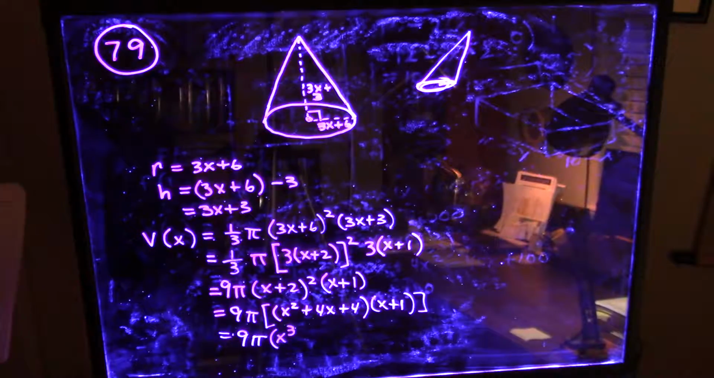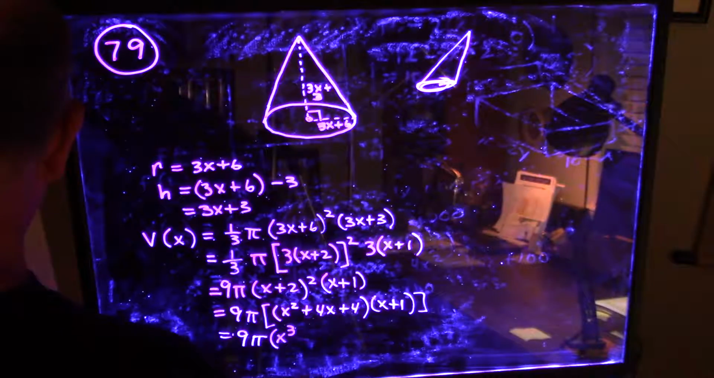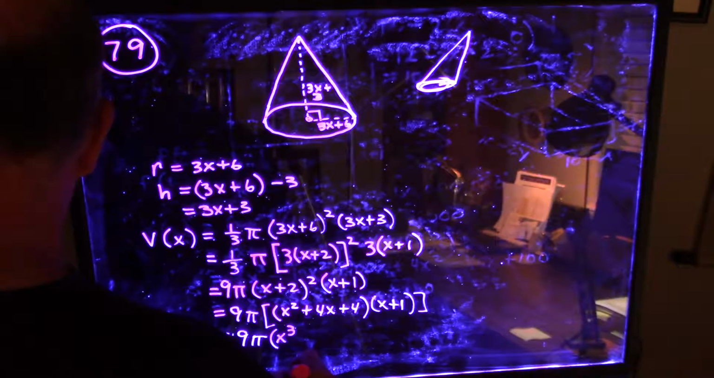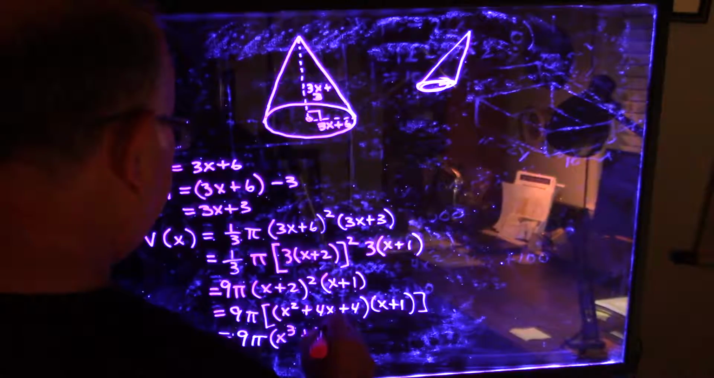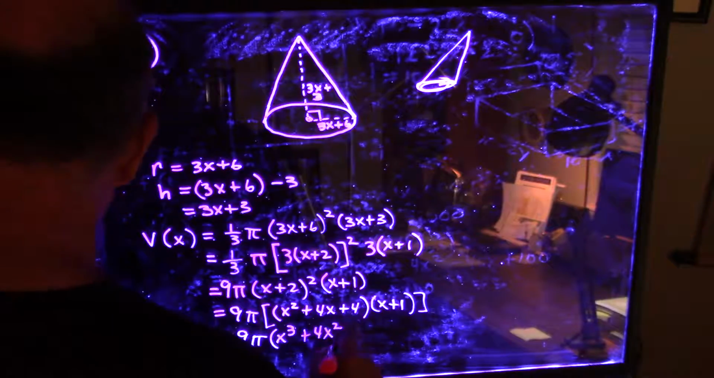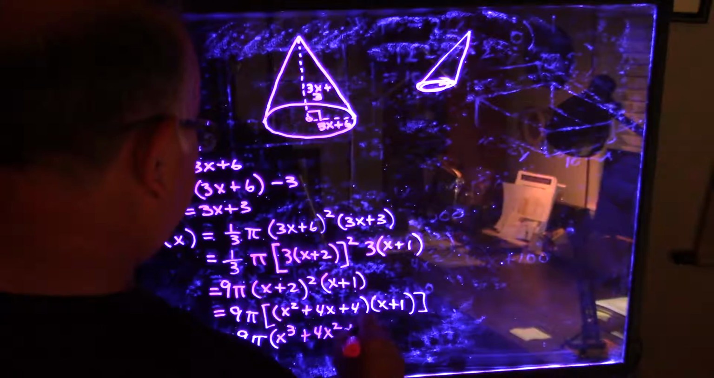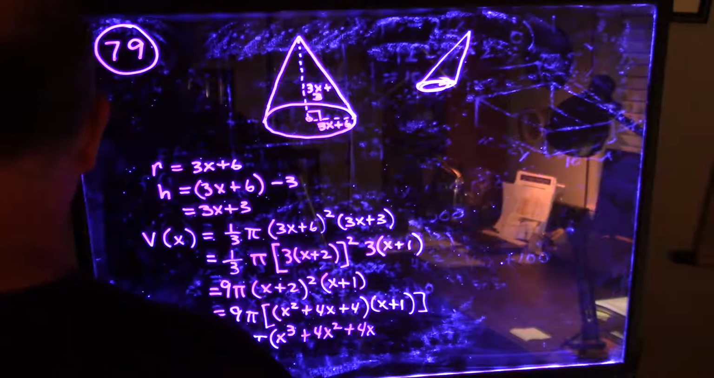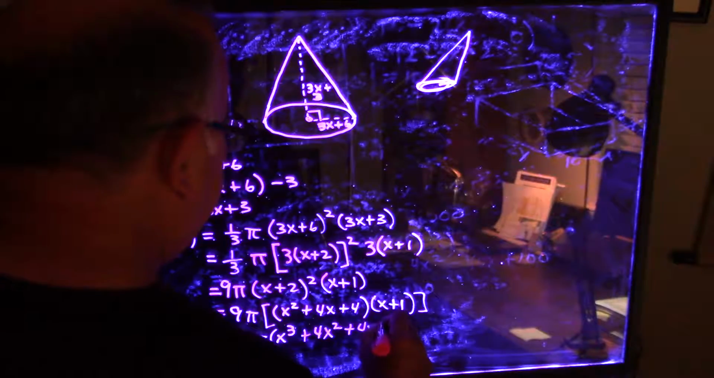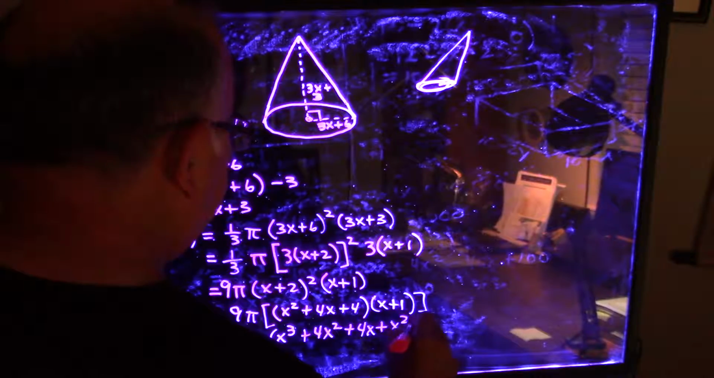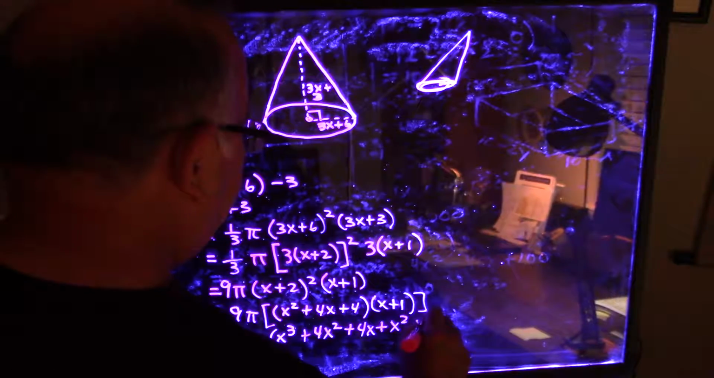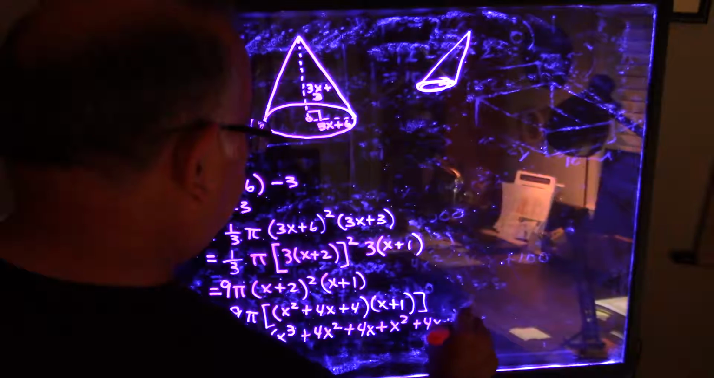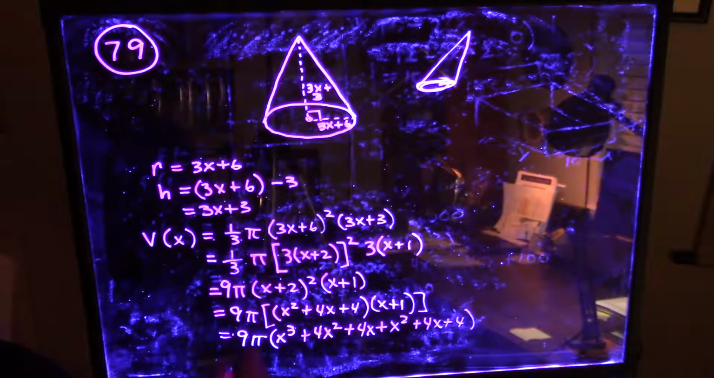You should get 6 terms out of this. 3 times 2 is 6. So x cubed plus 4x squared plus 4x plus x squared plus 4x plus 4. And then it's just a matter of adding like terms.